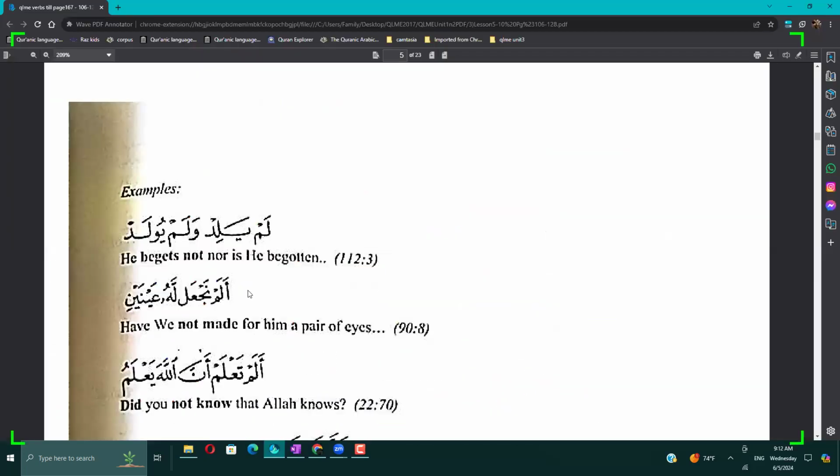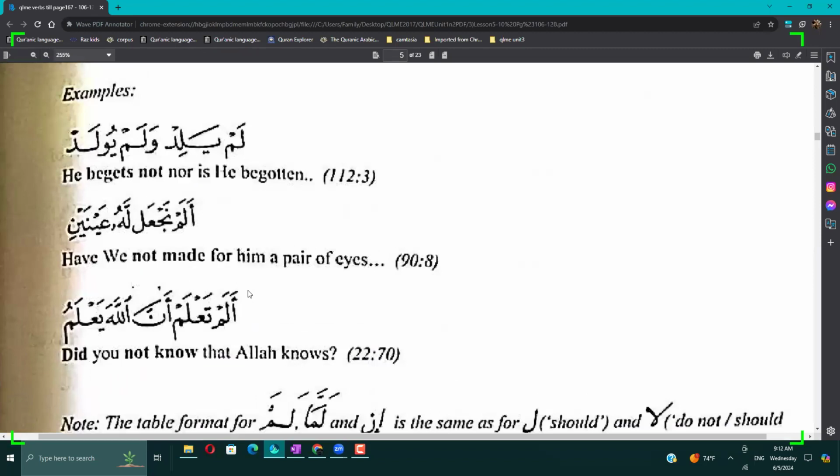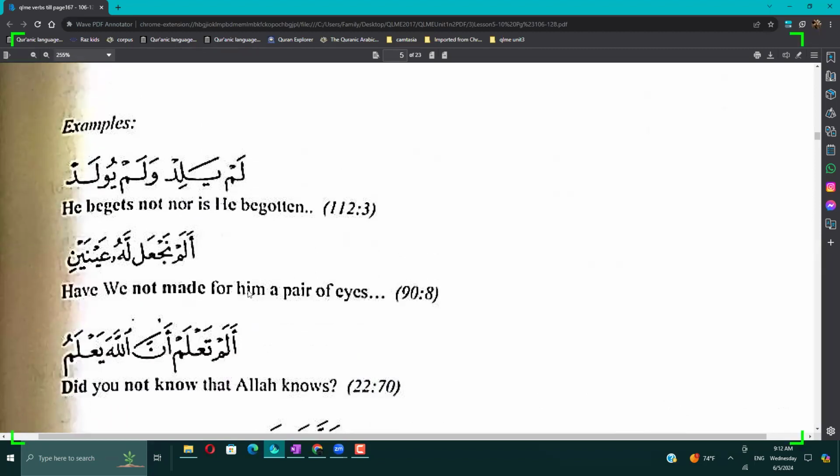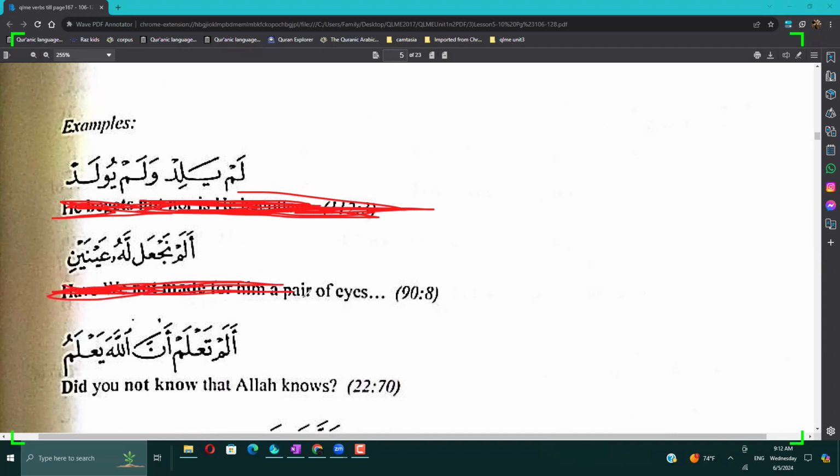Okay, so let's take examples. Audhu billahi minash shaytanir rajim, bismillahir rahmanir rahim. Okay, lam yalid wa lam yulad. Now tell me, what are the Jussive particles and what change is happening? Lam yulad. Lam yalid.